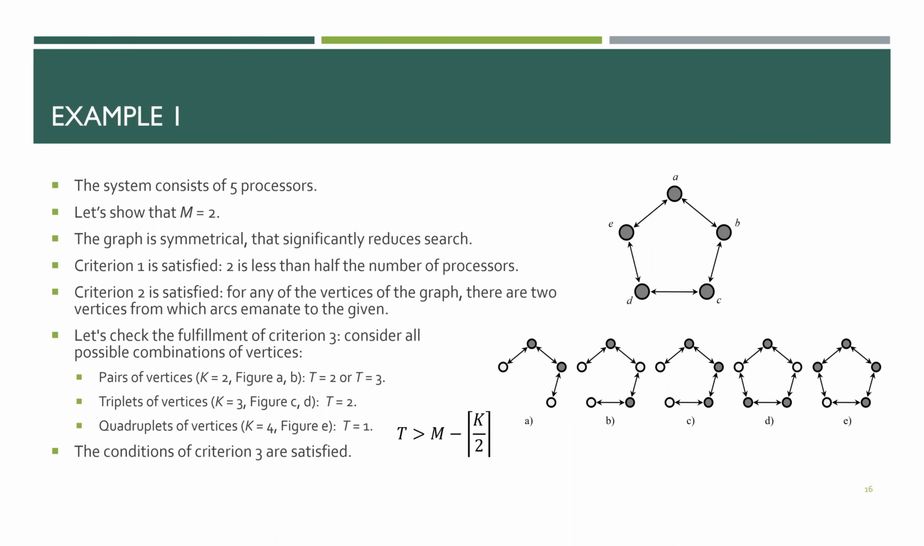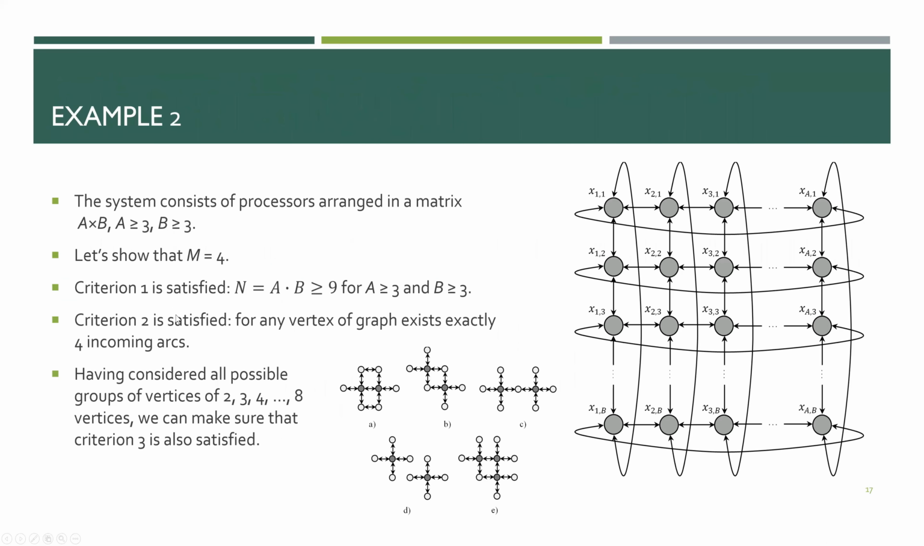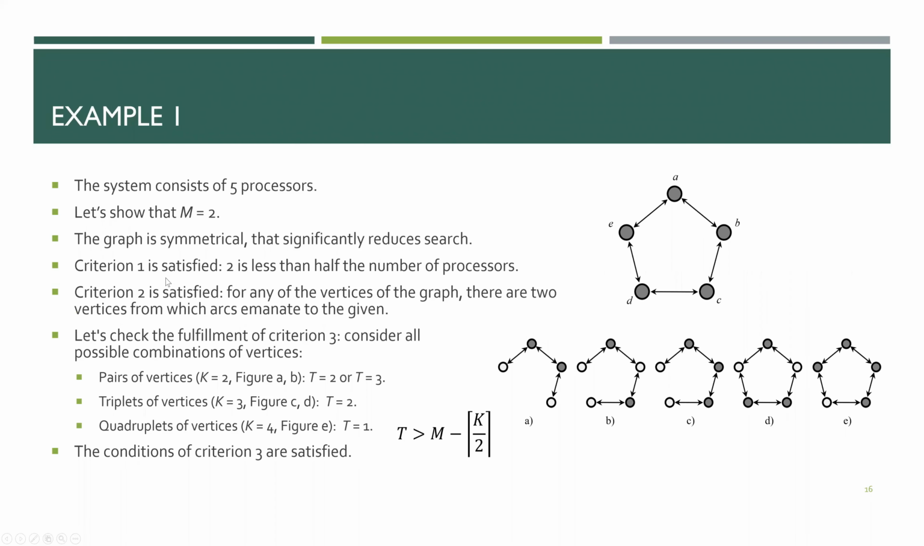Here we have a system consisting of 5 processors, and let's show that here M is equal to 2. We can note that the graph is symmetrical, and it significantly reduces the search. We can see that criterion 1 is satisfied because 2 is less than half the number of processors, that is 5. Criterion 2 is also satisfied because for any of the vertices of the graph, there are exactly 2 vertices from which arcs emanate to the given one.